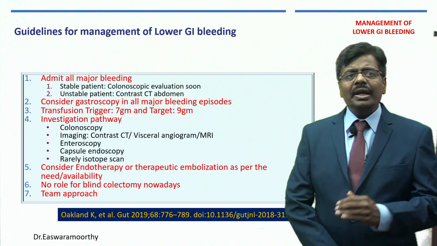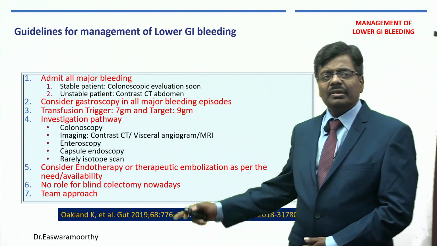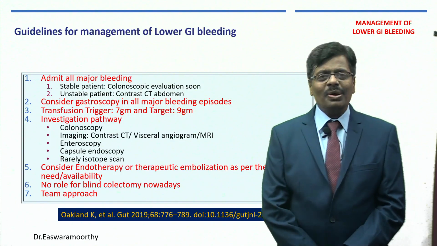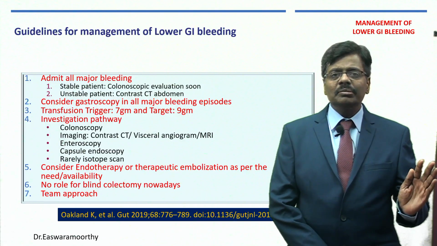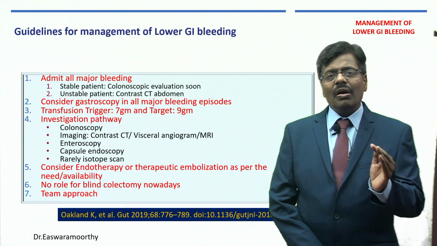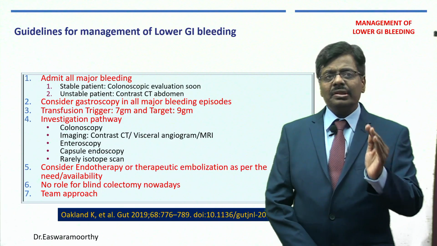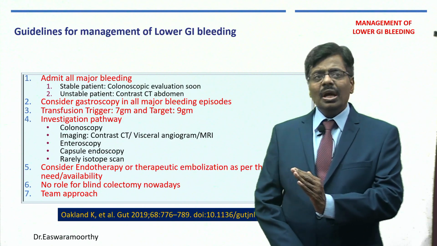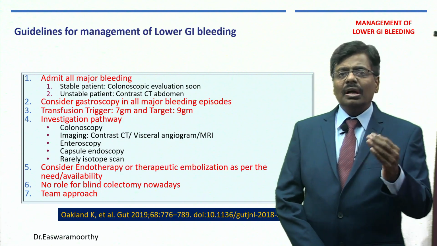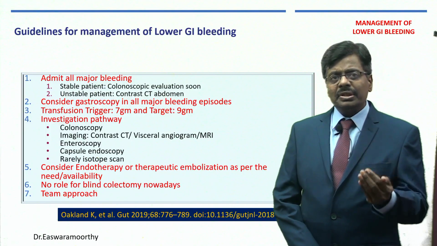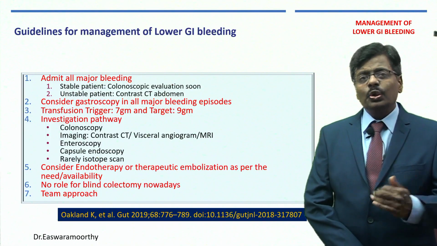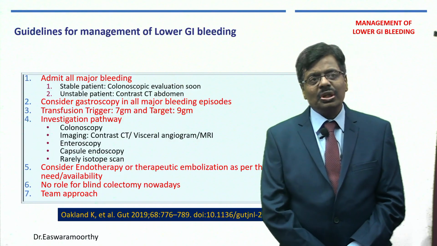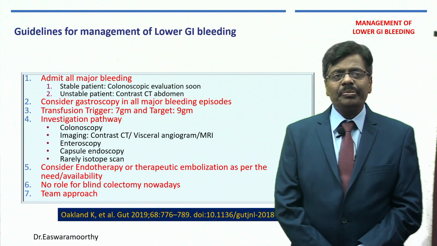Coming to the guidelines for managing lower GI bleeding, this is the 7-step approach I recommend all of you follow. First, if there is a major bleeding, admit them. If the patient is stable, of course, the ideal investigations are endoscopy and colonoscopy, but if the patient is unstable and not ready for preparation, the best thing, if they are actively bleeding, is to take them for a contrast CT abdomen, and you may be able to find the exact source nowadays with a good contrast CT.